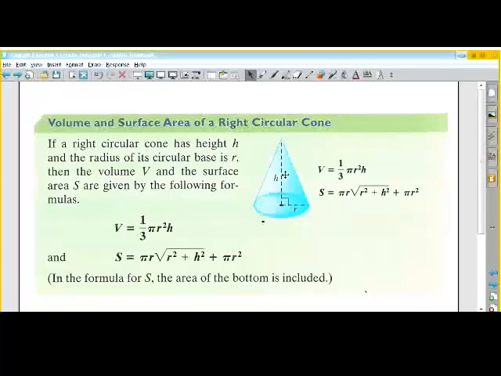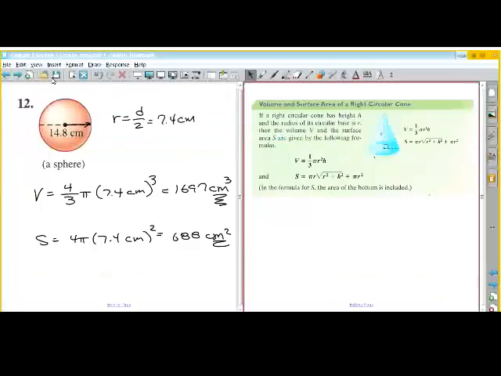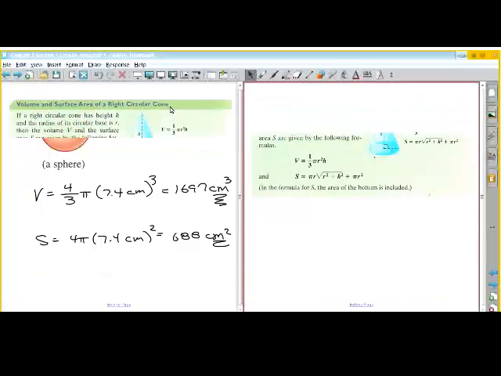So let me explain how a flashlight works, because it definitely is not necessarily a cone. It might be sort of like a cone. I'll explain why it's not a cone.